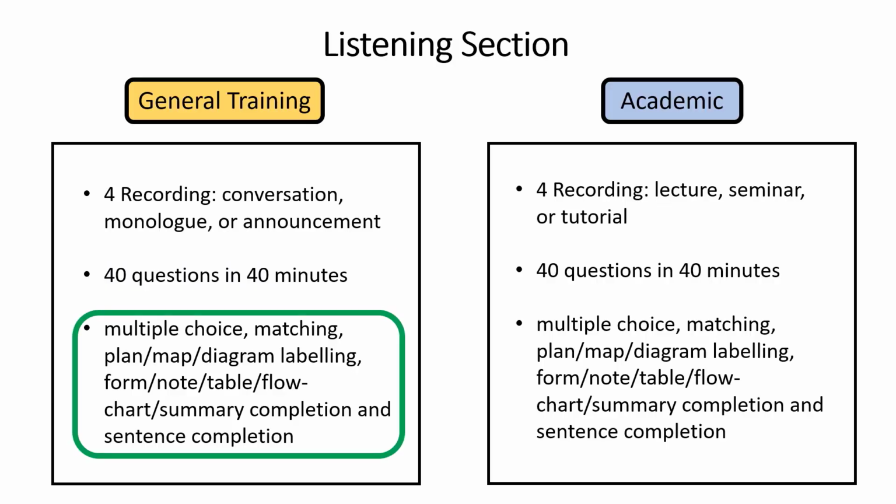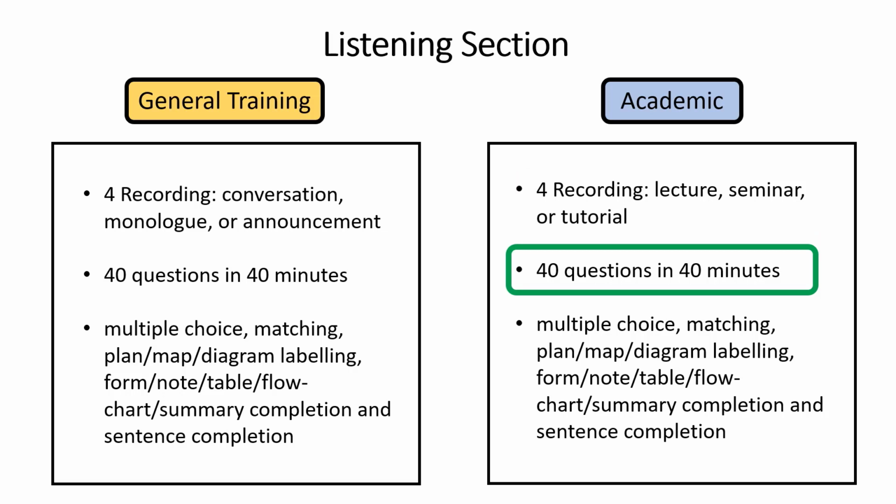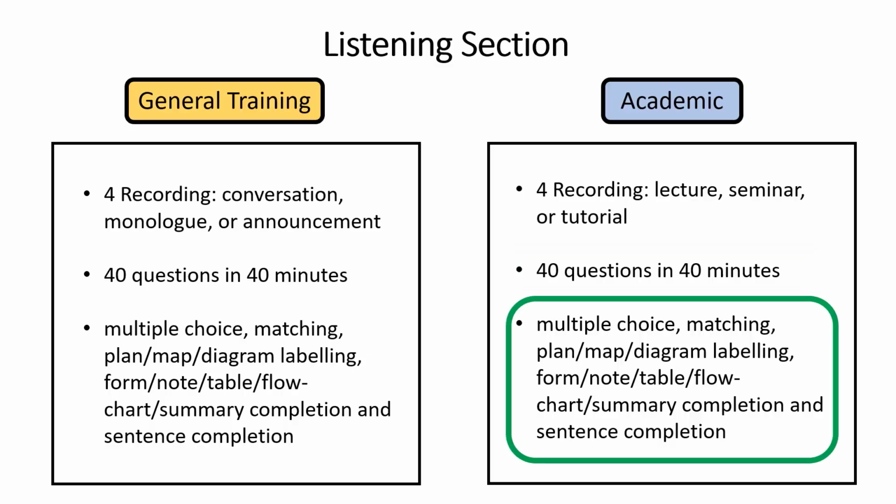The questions vary in format, including multiple choice, matching, plan, map, diagram labeling, form, note, table, flowchart, summary completion, and sentence completion. On the other hand, the IELTS Academic Listening section assesses your ability to understand spoken English in an academic context. It includes 4 recordings, just like IELTS General, which may be a lecture, a seminar, or a tutorial. Just like IELTS General, you get 40 questions related to the content of the recordings and you get 40 minutes to complete this section. The format is also the same as IELTS General.